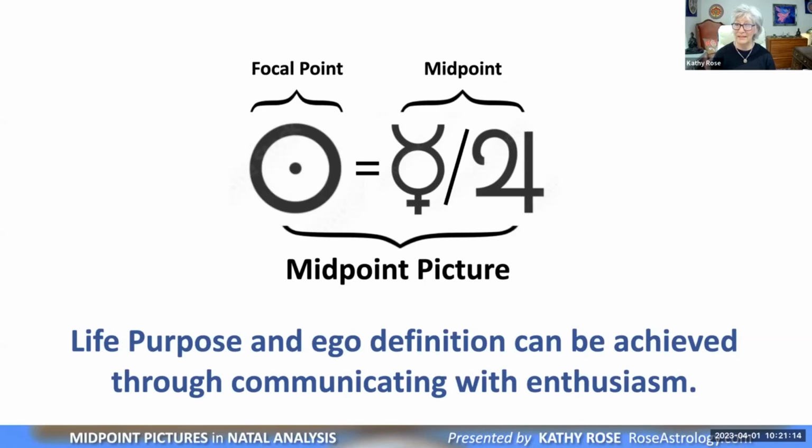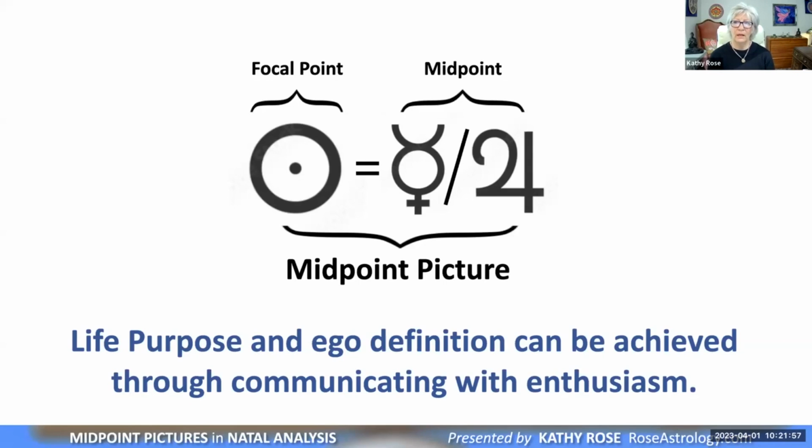The focal point would be the Sun, the planet or the angle occupying the same degree and mode as the midpoint. So if you were to apply the key words that are on this sheet to start with anyway, then you would say for the Sun: life, purpose, and ego definition. For the equal sign: can be accomplished through, and you are going to merge Mercury and Jupiter. Communicating would be Mercury. Jupiter could be enthusiasm or optimism or expansion. Sun equals Mercury, Jupiter: life, purpose, and ego definition can be achieved through communicating with expansion.